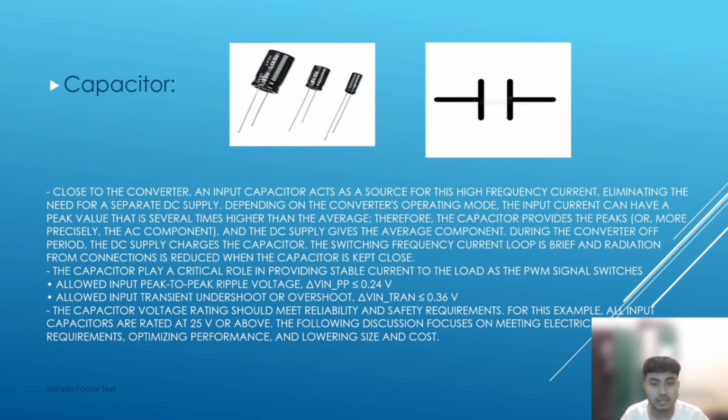The capacitor plays a critical role in providing stable current to the load as the PWM switches, and the capacitor also allows input peak-to-peak ripple voltage and allows input transient undershoot or overshoot. The capacitor voltage rating should meet reliability and safety requirements. For this example, all input capacitors are rated at 25 V or above. The following discussion focuses on meeting electrical requirements, optimizing performance, and lowering size and cost.